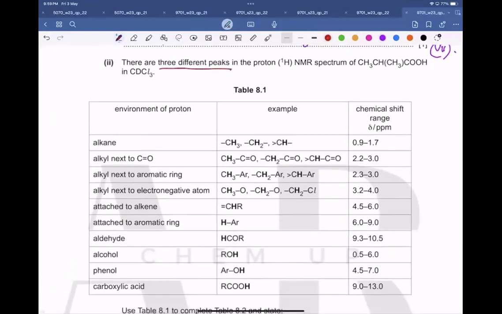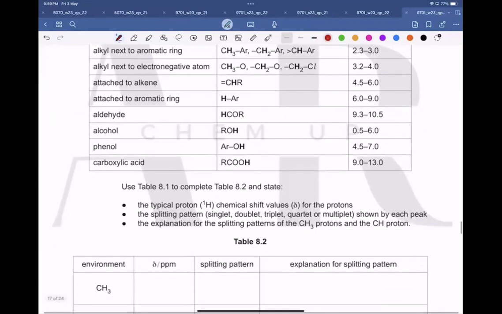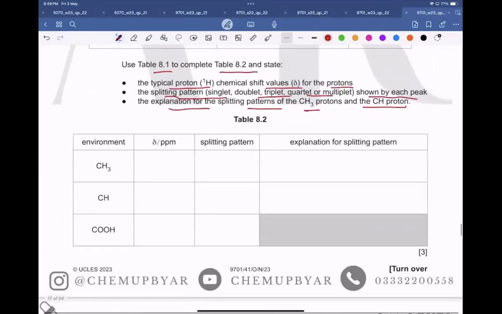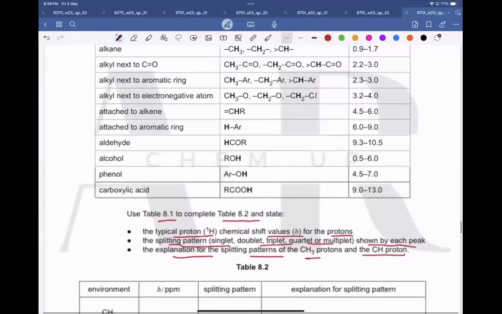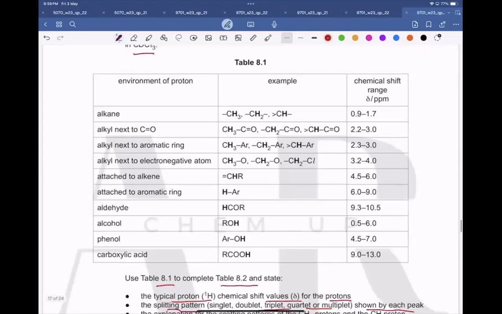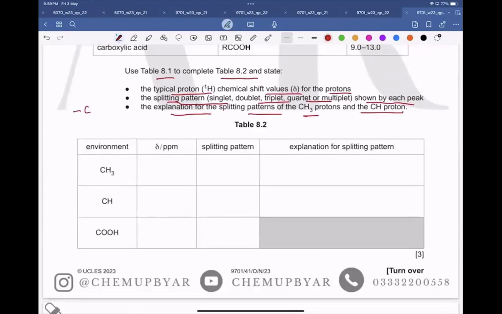Okay, there are 3 different peaks in the proton NMR spectrum of CH3CH(CH3)COOH, methylpropanoic acid, in CDCl3. Use table 8.1 to complete table 8.2: the typical proton chemical shift values for the protons, the splitting pattern, singlet, doublet, triplet, shown by each peak, and the explanation for the splitting pattern of the CH3 protons and the CH proton. So let me draw the structure over here. It's CH3CH(CH3)COOH, so a C having a CH3 here, a CH3 here, an H here, and C double bond OH here.